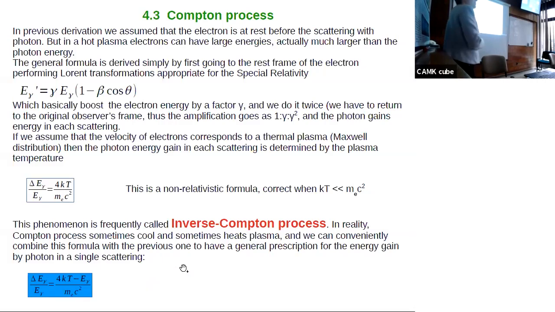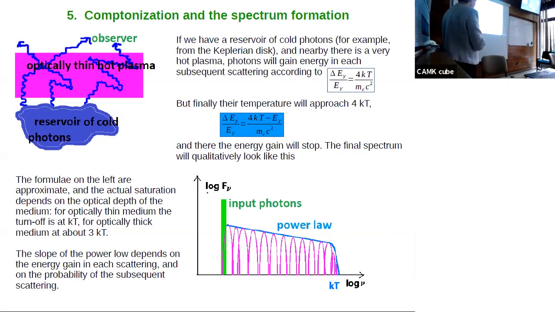Otherwise, this approximation does not work. So traditionally, we call Compton process when photon loses energy, and inverse Compton when photon gains energy. But we can be quite frequently in this area where we have a balance between those two processes.